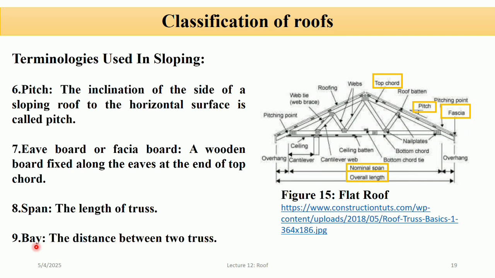The ninth one is bay. So the distance between two trusses is known as bay. So it determines the spacing of trusses along the building length and affects how loads are distributed and how purlins are placed. So these are the terminologies which are used in sloping roofs.